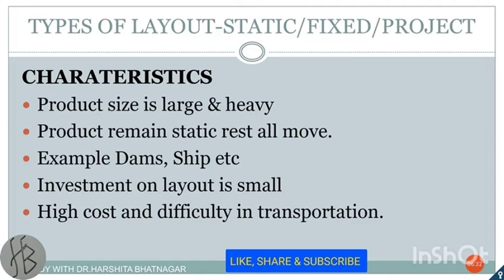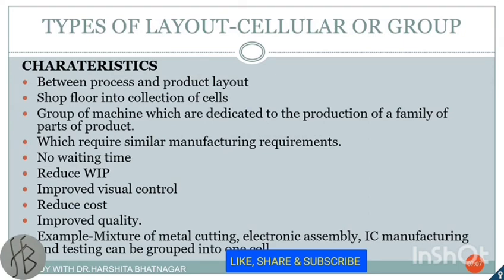High cost and difficulty come in the transportation because you have to transport big machines from one place to another place, because here the final product is static. We all know that when a dam is constructed, what will happen? People, machineries and material all move to the place where the dam is to be constructed. So here the product is static, and man, material and machinery move. So there is a difficulty of transportation and it will cost very high.